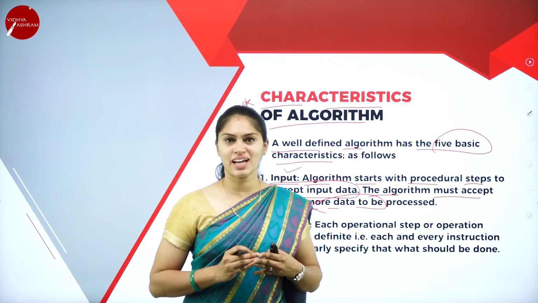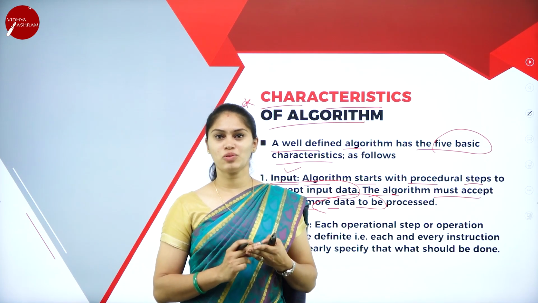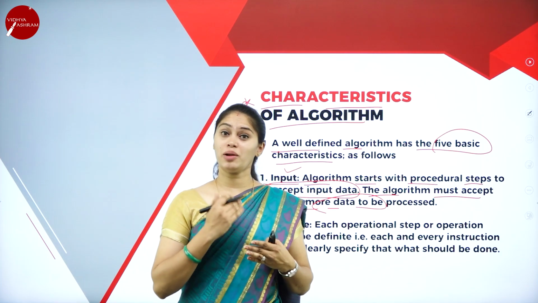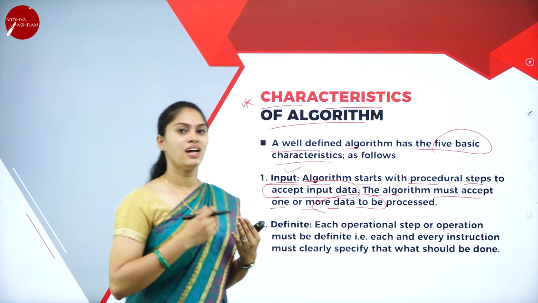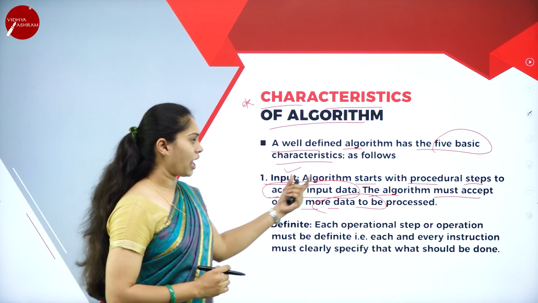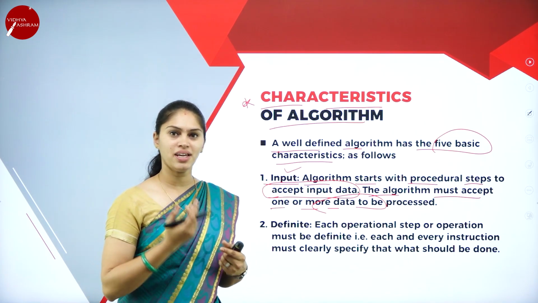So what are all the inputs that I have taken? I have taken person name and phone number along with the address. So am I giving a single input here? No. That means one or more inputs. It is going to take either one or more inputs. That is what input is. So an algorithm must accept at least one or more data which is to be processed.